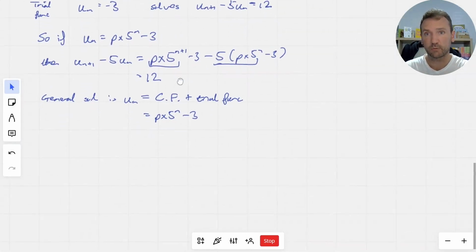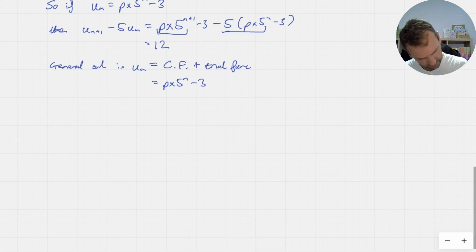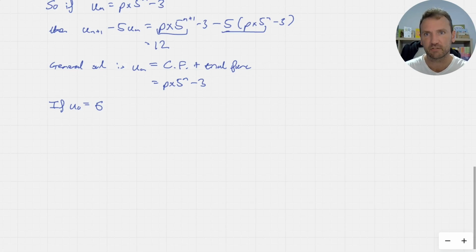Now, what if we're given an initial condition here? Let's just think about that. This is nice and easy compared to the rest. So I mentioned this earlier. Let's say u_0 was equal to 6. Before, we wouldn't have been able to deal with this at all. We'd have been stuck because we just had u_n equals -3. Now, though, we can just put it into both sides.